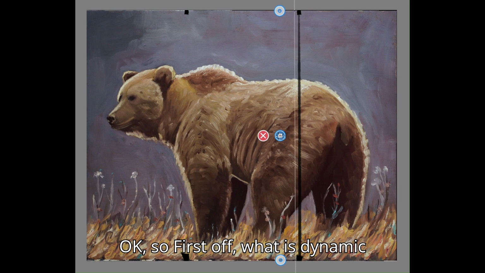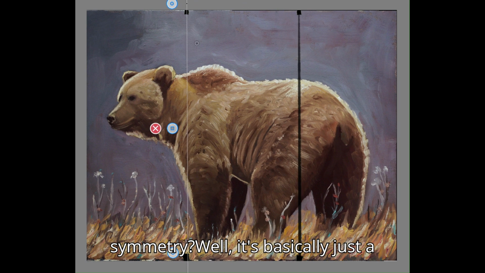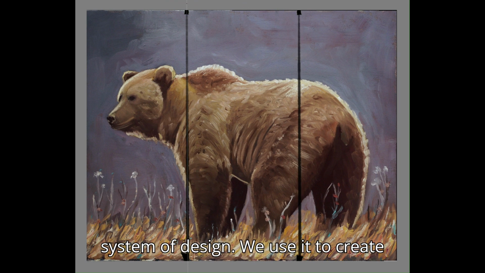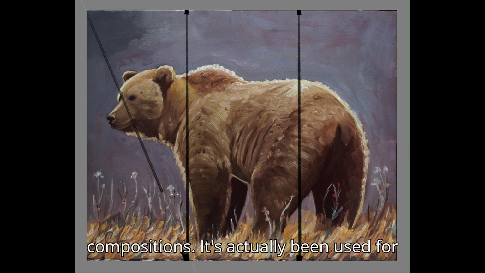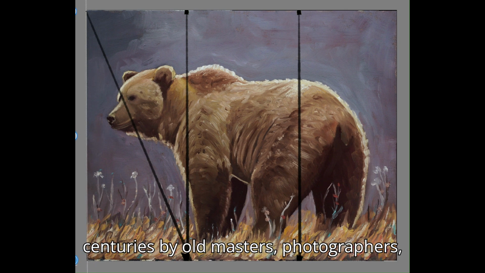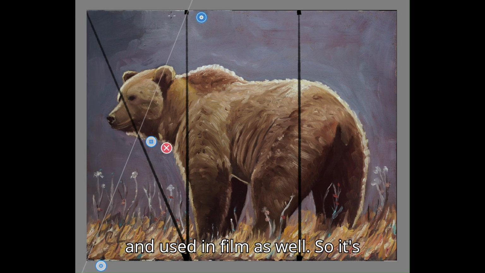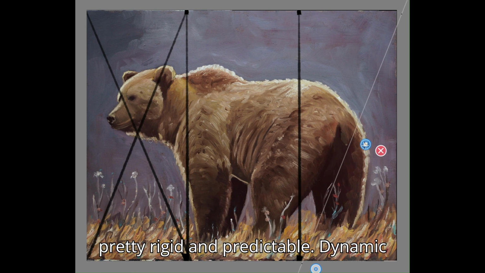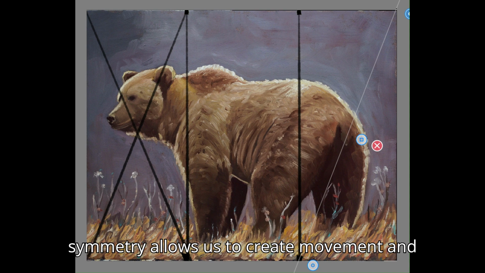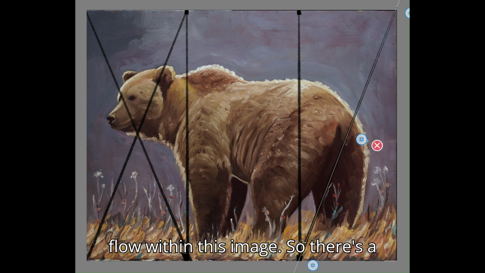Okay, so first off, what is dynamic symmetry? Well, it's basically just a system of design. We use it to create balance and visually engaging compositions. It's actually been used for centuries by old masters, photographers, and used in film as well. So it's different from static symmetry, which is pretty rigid and predictable. Dynamic symmetry allows us to create movement and flow within this image.